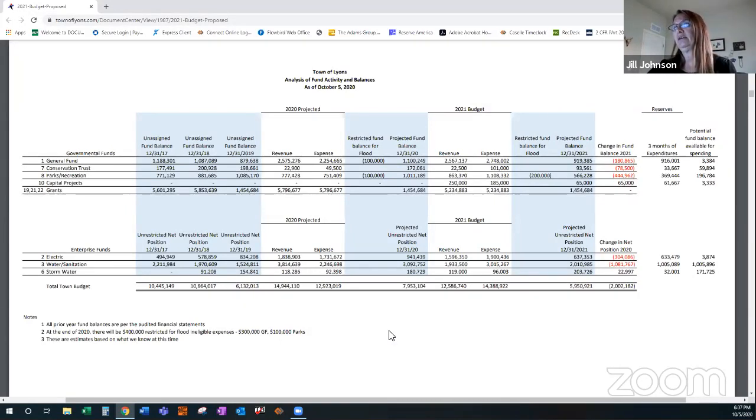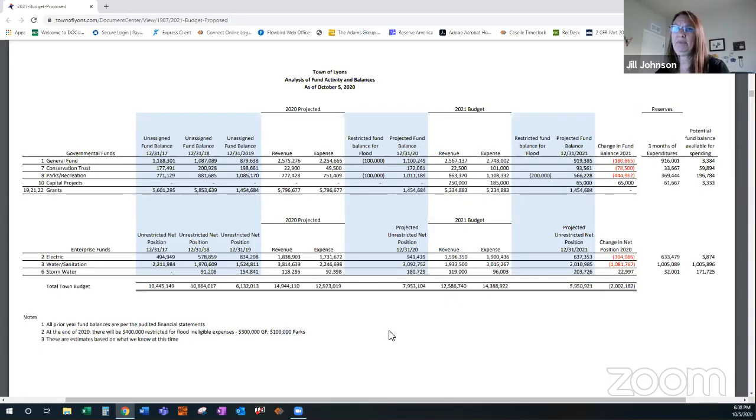So if we start kind of in the last blue column in the first left-hand side, it says unassigned fund balance 12/31 of 2019. This is going to be from our audited financial statements. This is money that's available to be appropriated. It's not reserved in any way. So then we look at what we're going to project for 2020 as far as revenue and expense. We also take out anything that we've restricted in this year, which will be that flood money, our flood reserves of the 200,000. So that's coming out of those 2 funds. So we get a projected ending fund balance for 2020 in that next blue column.